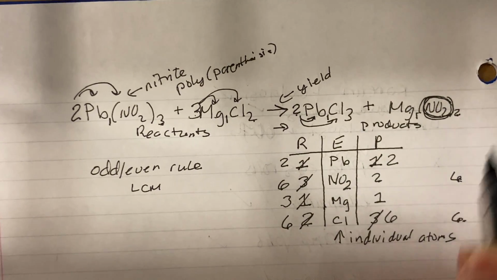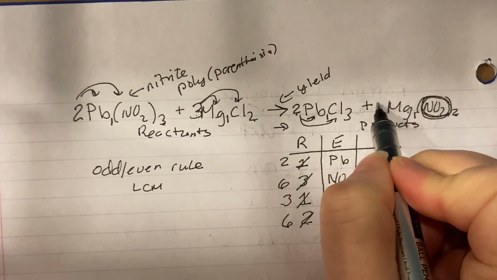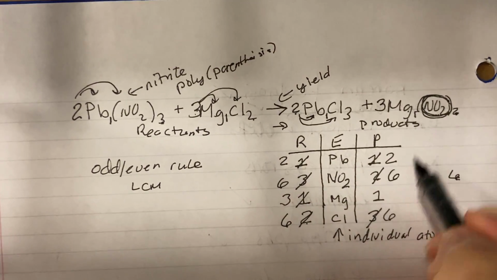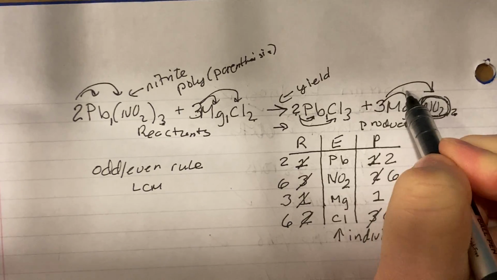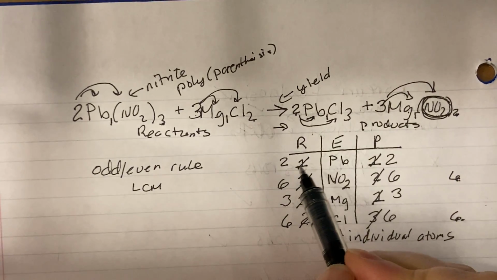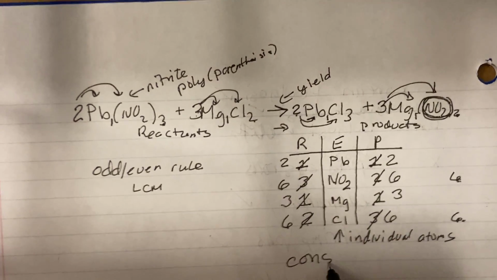Magnesium. Oh, here we go. Nitrite. I have to get to a 6. There's a 2 here. 3 times 2 gives me 6 nitrites. And it also changes my magnesium. 3 times 1 is 3. And then I go back and check for conservation of mass.